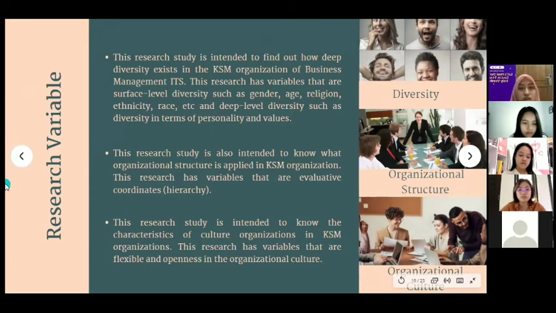Number two is intended to know what the organizational structure is applied in KSM organization. This research has variables that are evaluative coordinates or hierarchy, and the last is intended to know the characteristic of organizational culture in KSM organization. This research has variables that are flexibility and openness in the organizational culture.